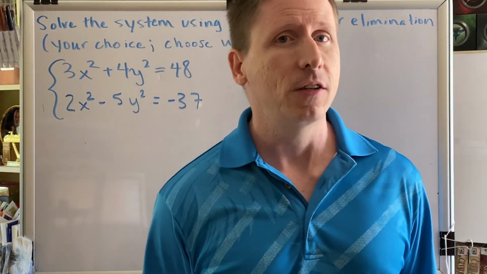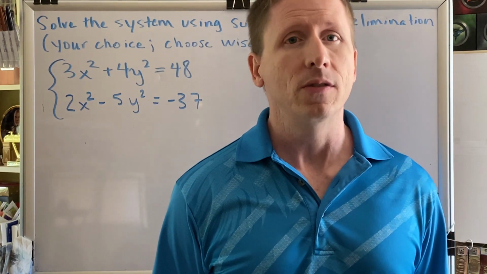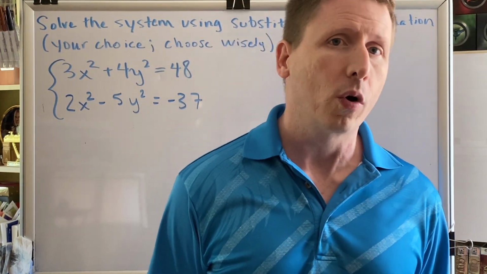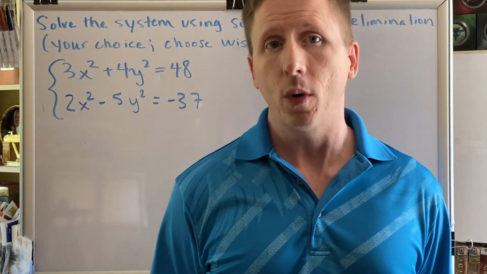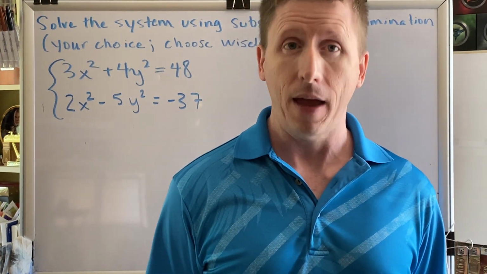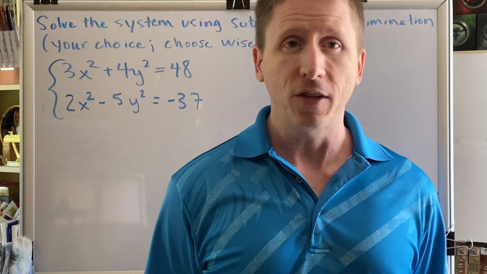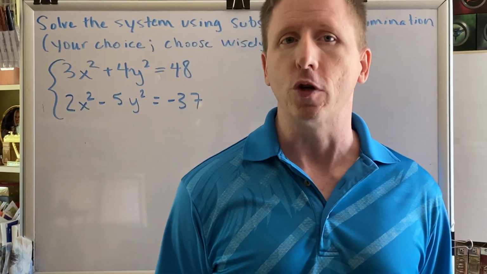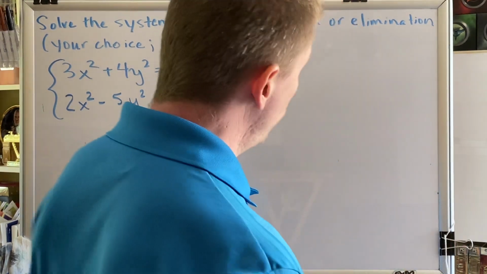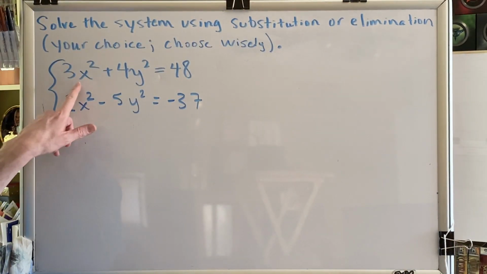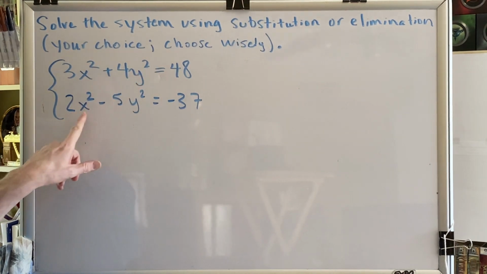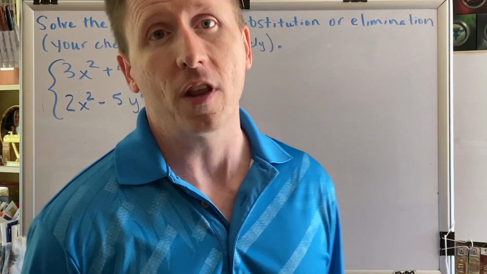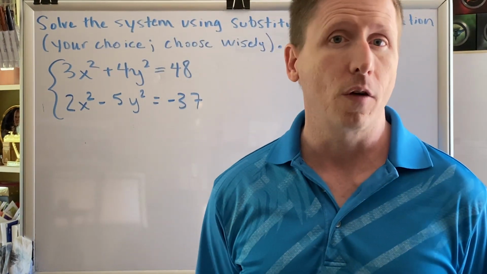The way we make that decision is we look at both of our equations and we see if we can find an x or a y with a coefficient of 1 or negative 1. And as a reminder, when we say x or y, we mean x or y, not x squared, not y cubed, x to the first power, y to the first power. Well, in this problem, we don't have any of those. This x is being squared, this y is being squared, this x is being squared, this y is being squared. That leads me to the conclusion that I should use elimination to solve this problem.